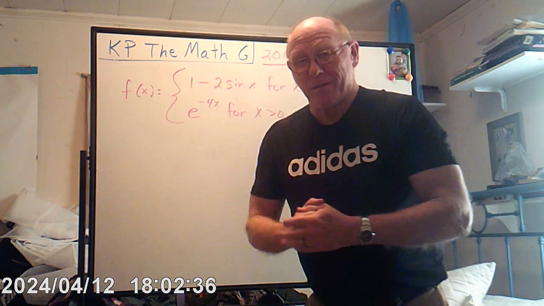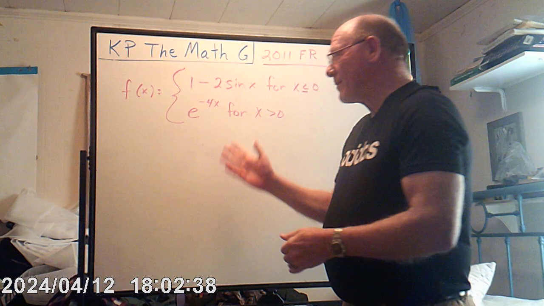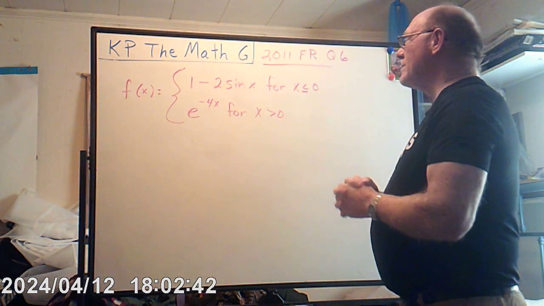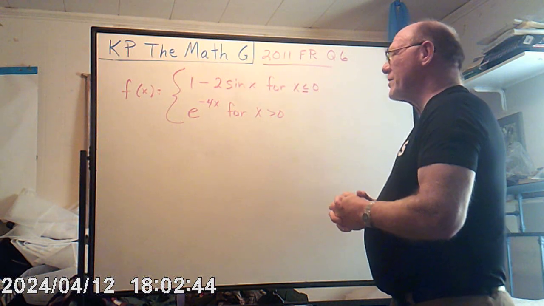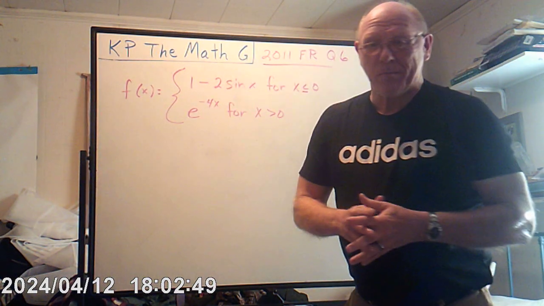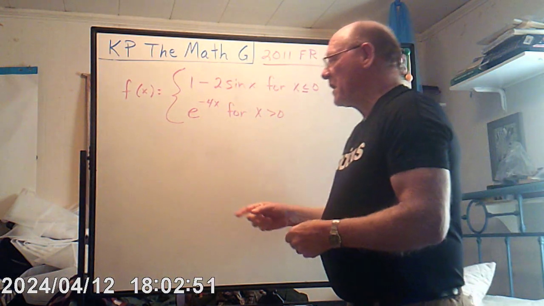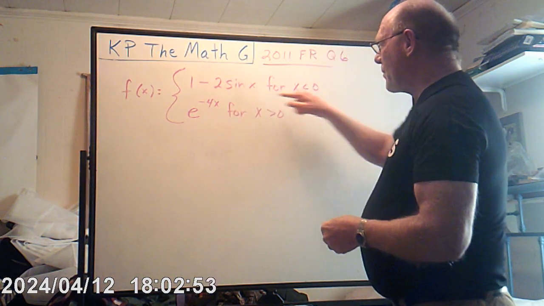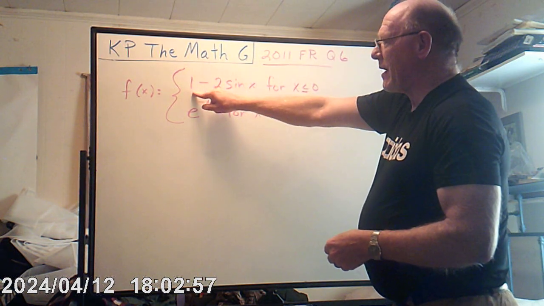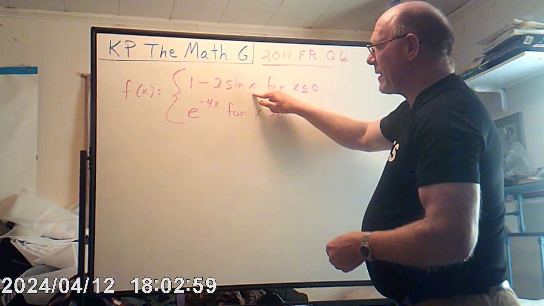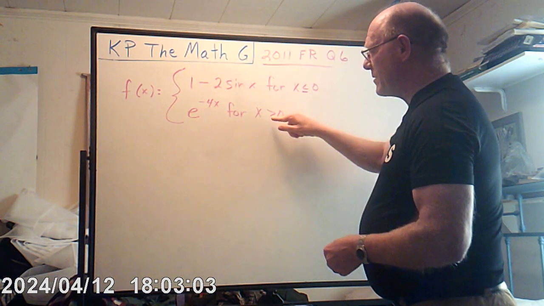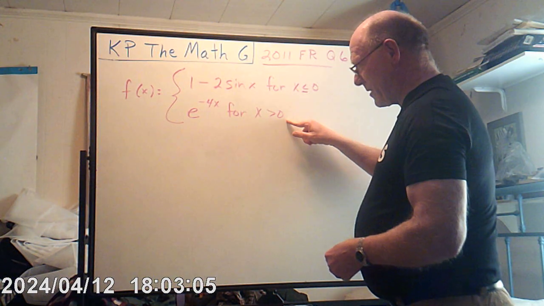And I am very pleased to be able to do this problem here for you. The 2011 free response question number 6 is a function. It is, as you can tell, a piecewise function. F of x, for x less than or equal to 0, we have 1 minus 2 sine x, and e to the negative 4x for x greater than 0.